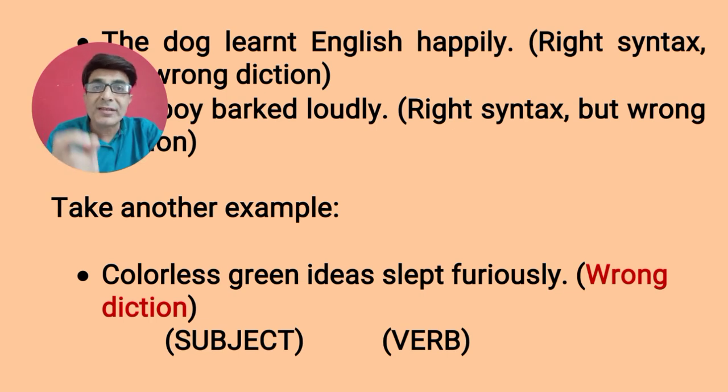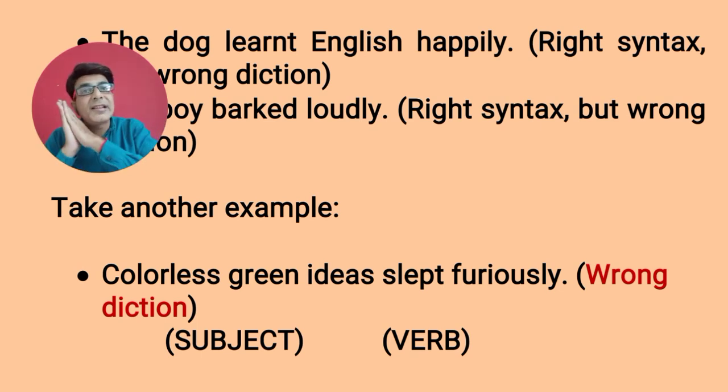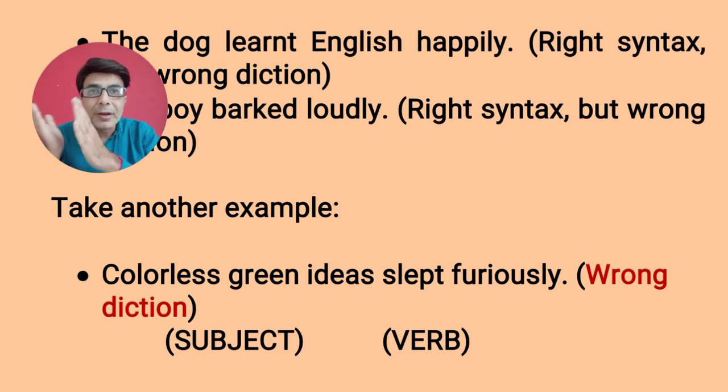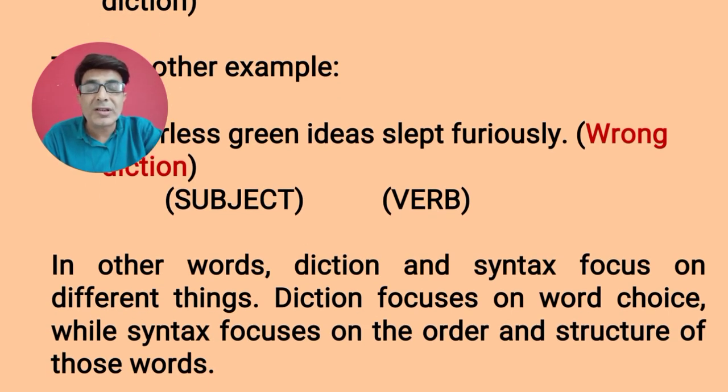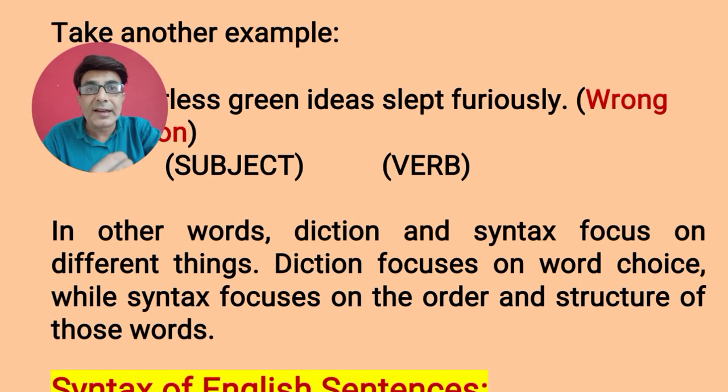Why? Because the diction is wrong. On the one hand, we say colorless ideas. On the other hand, we are using the adjective green. Now, if it is green, it cannot be colorless. Okay. And ideas can never sleep. Do they? No. Okay. So, the choice of words is wrong in this sentence, so that's why this does not give birth to meaning. This is a meaningless sentence.